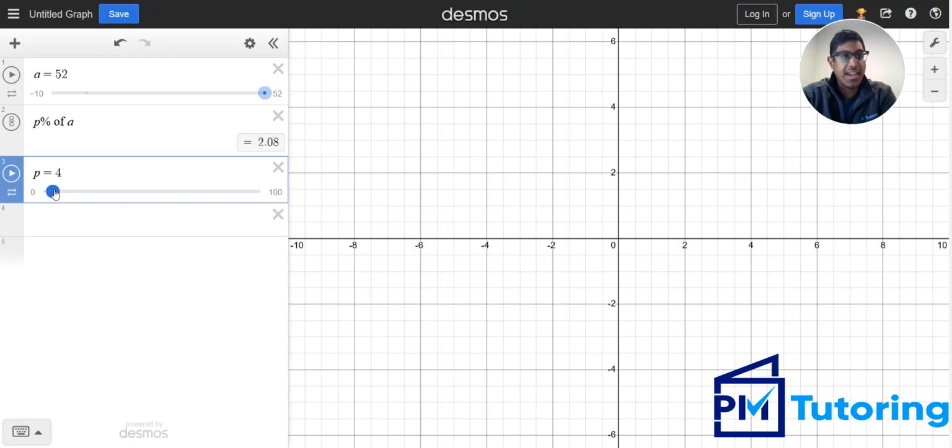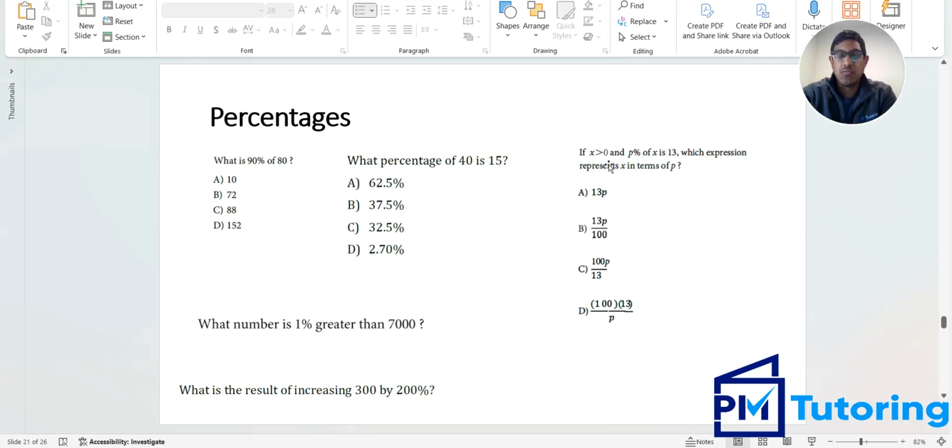So we can slide along until p% of a equals 13, right? So here is p, and we're getting closer, and there we go. p equals 25, and p% of a, which is 52, is 13. So going back to the question, what represents x, which we've assigned the value 52, in terms of p? Well, now we just got to figure out which of these is going to end up equaling 52.